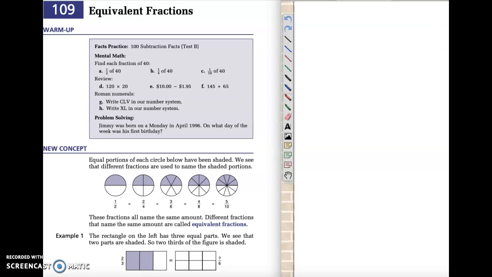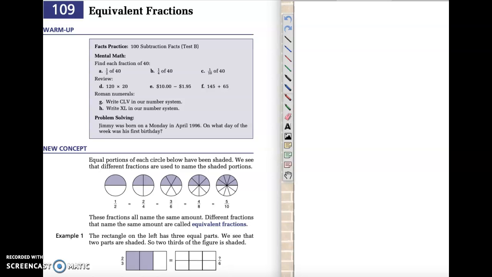By now, you should have done your facts practice, which is 100 subtraction facts, and you should have done your mental math and the problem solving question for today. So let's go ahead and jump into the new concept where we're talking about forming fractions that are equivalent.